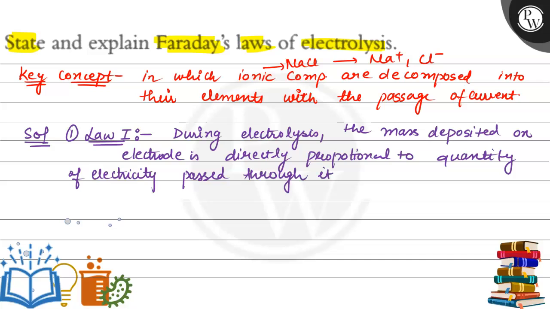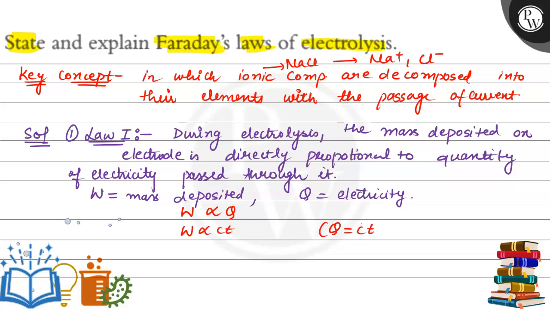Okay. So that means according to this law, when electrolysis happens, the mass deposited on our electrode is directly proportional to the quantity of electricity passed through it. So let us say that W is equal to mass deposited at electrode, and Q is the quantity of electricity. So W is directly proportional to Q, and further W is directly proportional to CT, because Q is equal to CT, where C is the current and T is time.